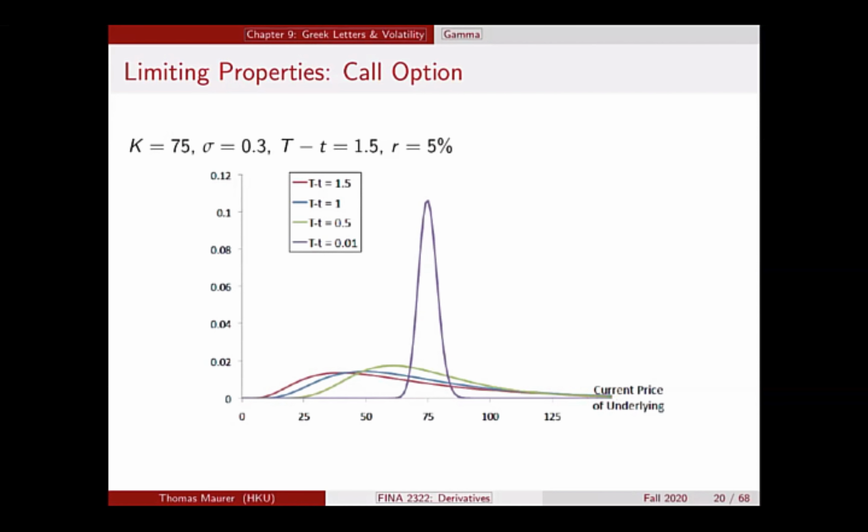That's illustrated by this red line over here. So it shows us, depending on how high the price of the underlying asset is, how big this gamma is. If you get closer and closer to maturity, then your gamma is going to increase. Eventually, if you're very close to maturity, your gamma is going to be very large if you are close to at the money, and otherwise it's just going to be 0.